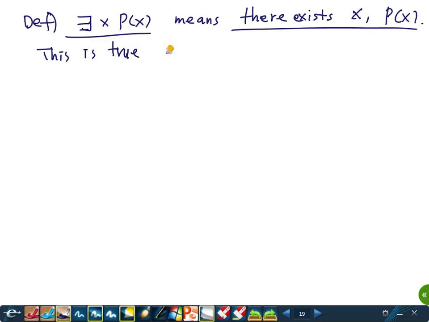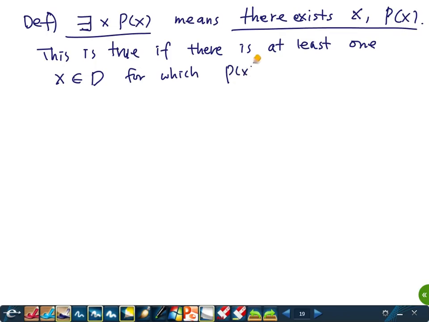When is this true? If there is at least one x in the domain for which p of x is true. If you can find just one, that is enough. Just one element x in your domain of discourse such that p of x is true, then this sentence is true. This proposition is true.